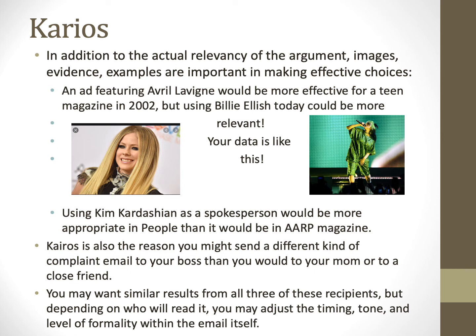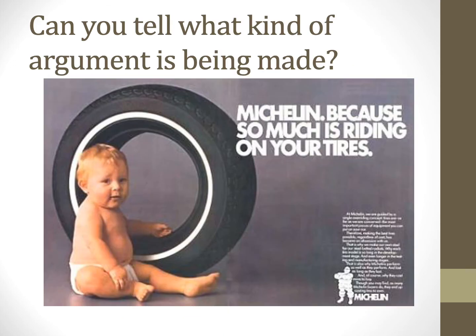So again, all three uses of images, data, organization will depend on the audience. If we take some examples and we look at some ads, we can easily see how arguments are being made. In this case, we have this child, this baby, in a tire, and the claim is Michelin, because so much is riding on your tires. You can see that it's not about data of the tire, how long it lasts, stopping distance, anything like that. It's about, if you don't use this tire, you're putting your child at risk.